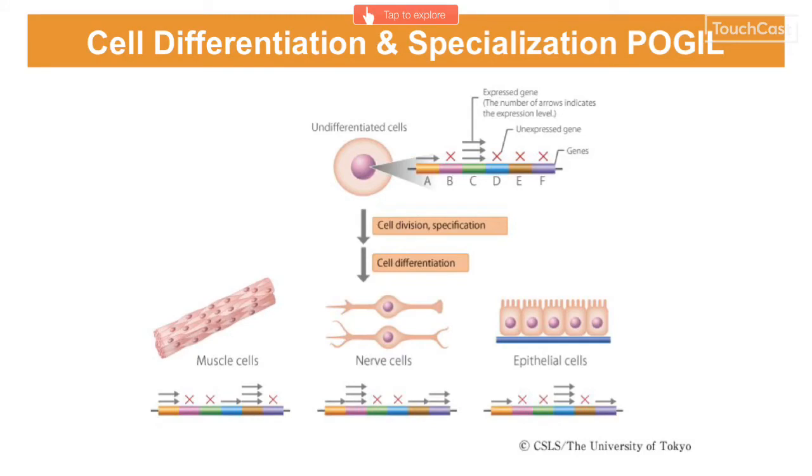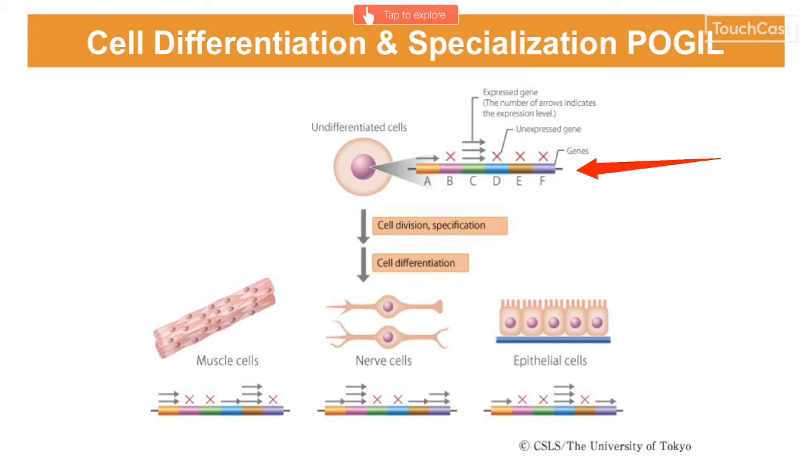Now, here's another model that's kind of showing the same thing. So we have our undifferentiated cell over here. Now remember, that's going to be our stem cell, right? Coming out right here, we have a representation of DNA. In this undifferentiated cell, we can see different colored regions of the DNA, the A, B, C, D, E, F. Those letters and shaded regions all represent different genes. And if there's an X over those genes, that means the gene is not being expressed. That gene is kind of turned off.